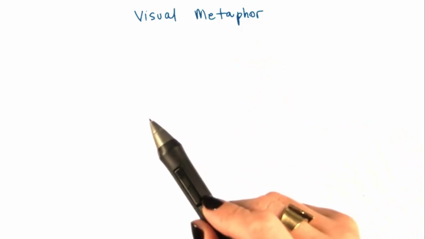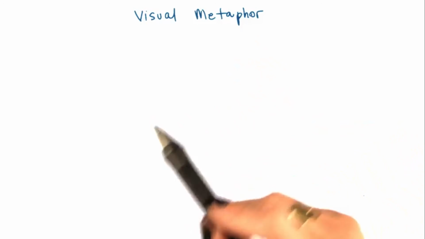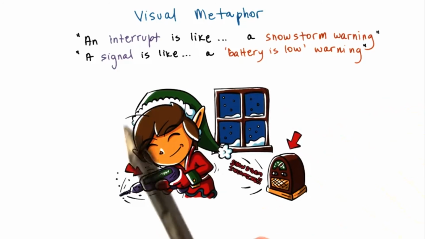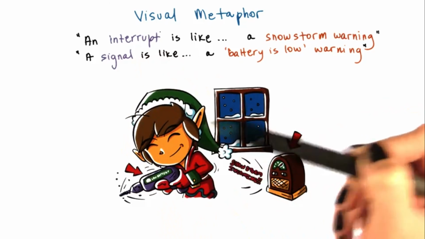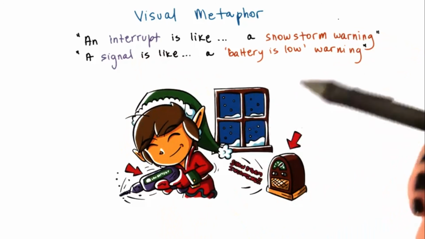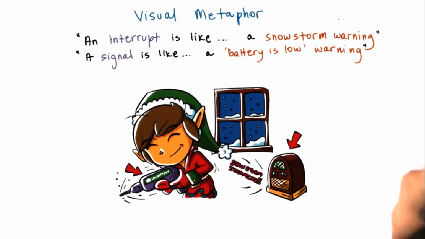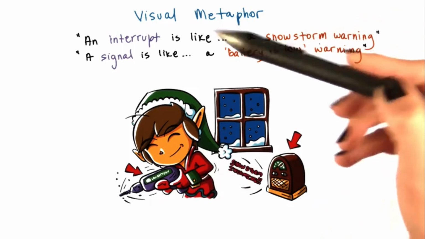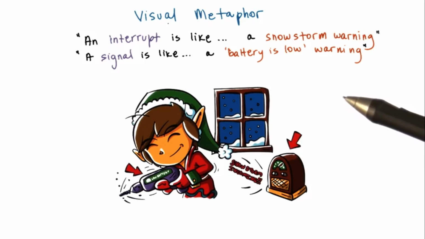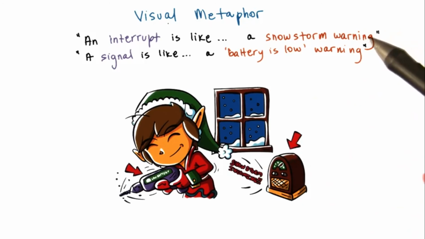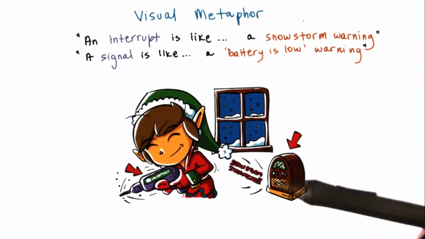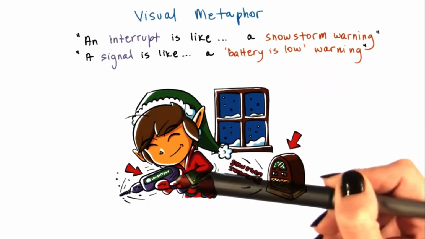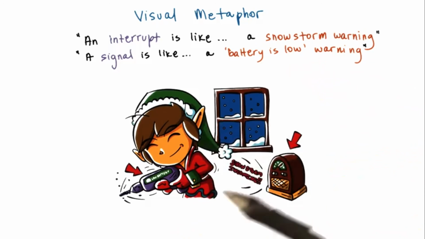Now that we have compared and contrasted interrupts and signals, let's see how we can visualize these concepts. We'll use again an illustration within a toy shop where we will try to make an analogy between an interrupt and a snowstorm warning and a signal and a battery slow warning. The reason for these two choices is to make it a little bit more similar with the interrupt being generated by an event that's external to the CPU, so an event that's external to the toy shop, whereas the signal is more generated from within, so the battery slow is directly caused by the toy shop worker fixing a toy.